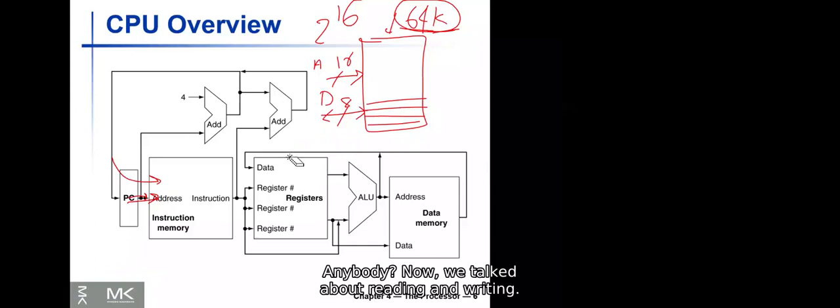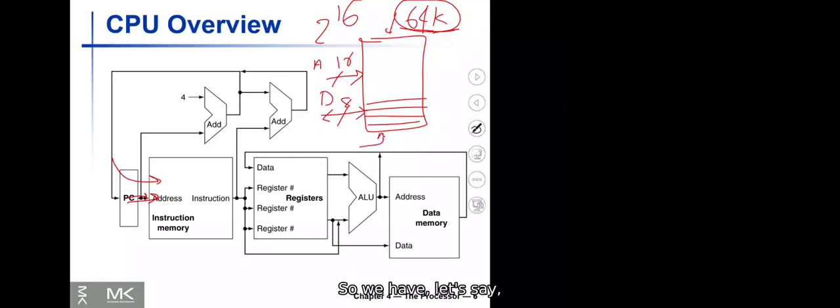Now we talked about reading and writing. So we need some kind of control to tell memory that, memory, I am going to read from you, or memory, I am going to write to you. We need some kind of control pins, control data. So we have, let's say, read control and write control. We have more things for the memory, which I am not going to read right now.